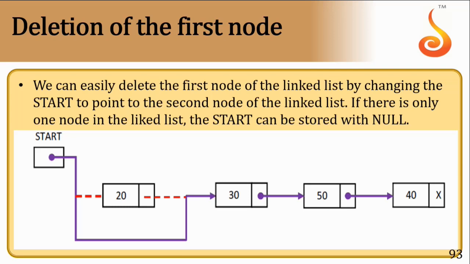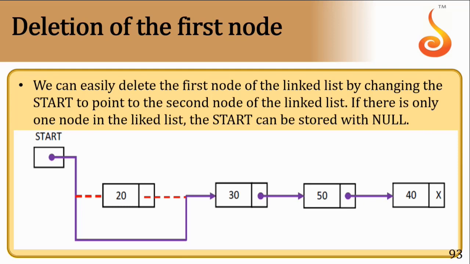The first thing, whether it's the first node, the last node, or a node at a given position, whenever deletion is there, you have to check that there should be at least one node in your linked list to delete. You cannot delete from an empty list. That is, there should be no underflow condition. You have to check for an underflow condition.